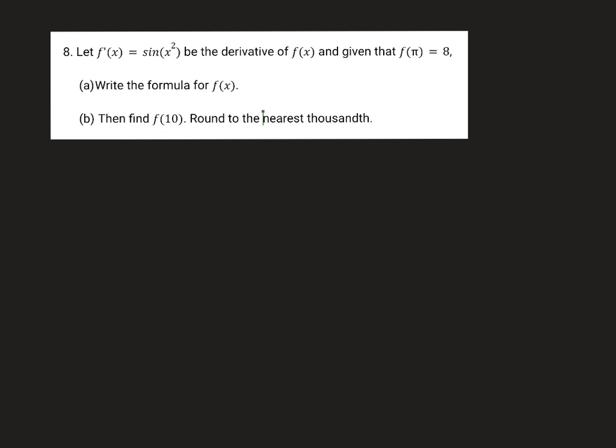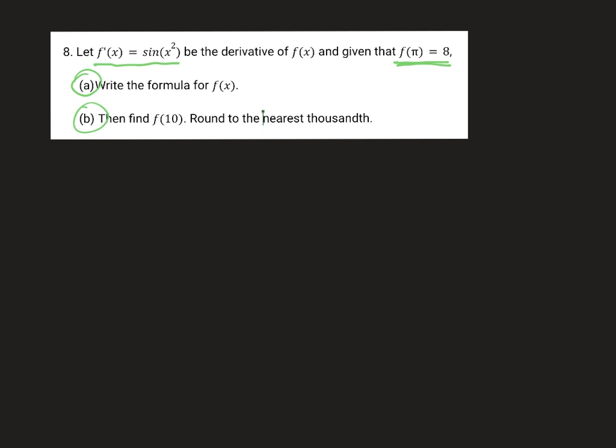We're given a derivative. The derivative f prime of x is sine of x squared. And we're given an initial condition for the function, which is f of pi equals 8. The first thing we're asked to do is write a formula for f of x, and then we're supposed to plug 10 into the formula and round to the nearest thousandth. And we can use our calculator for that part b.